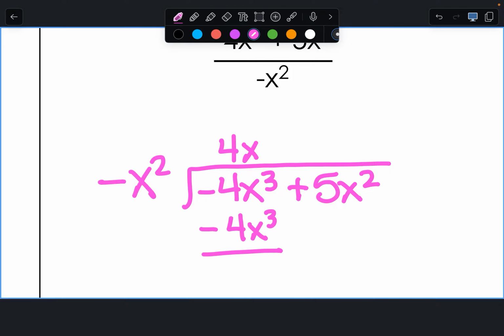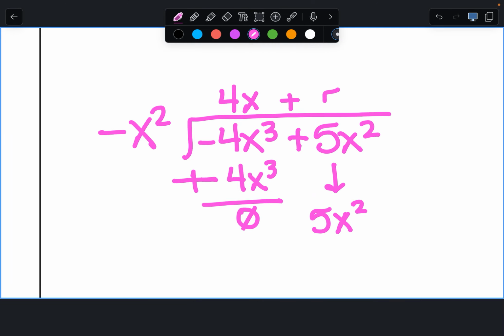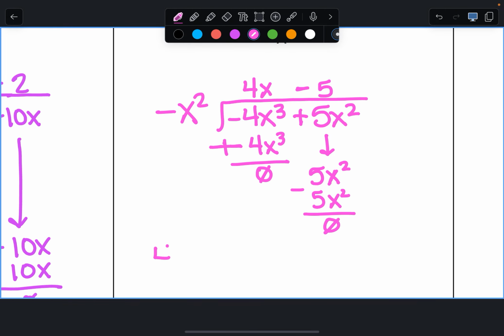Now, even though you see two minus signs, remember, we're subtracting a negative, which makes it positive. They cancel out. Bring down 5x squared. Now, what do you multiply by negative x squared to give you a positive 5x squared? Not positive 5. Negative 5. Negative times a negative makes that positive 5x squared. So when you subtract it, 5 minus 5, 0. So the quotient is 4x minus 5.